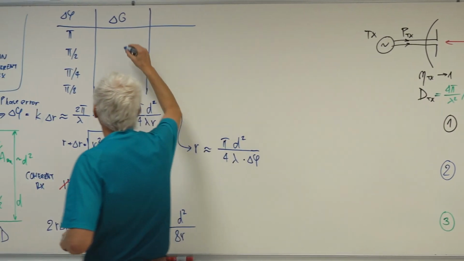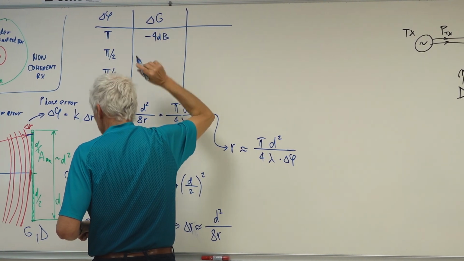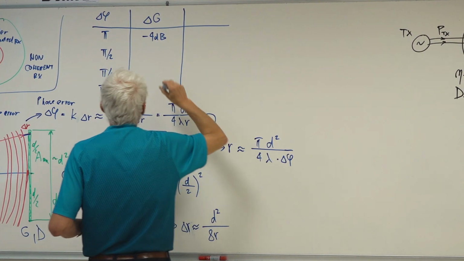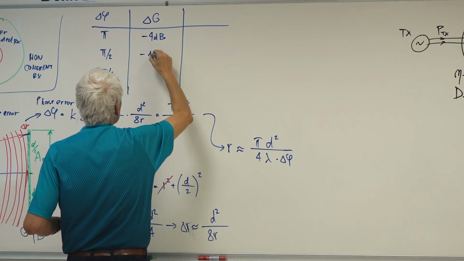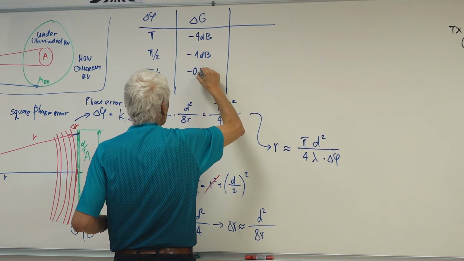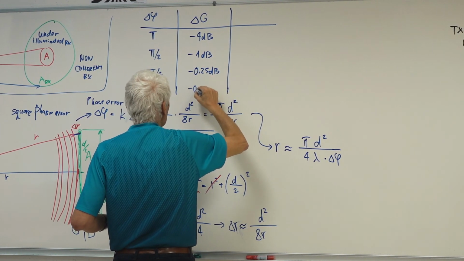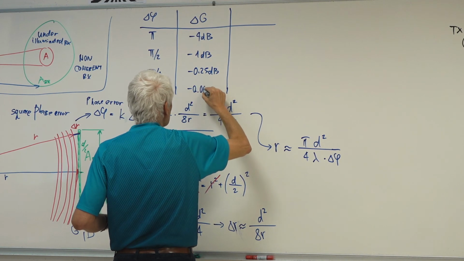Here I get around -4 dB. The exact value is 3.9 and something. Here I get around -1 dB. Then I get around -1/4 of a dB. Here again I get -1.06 dB.